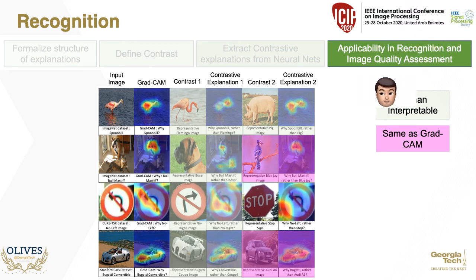Consider the question in the second row. Why bulldog rather than a blue jay? To show that the image is a bulldog, Grad-CAM highlights the face of the dog. To show that the image is a bulldog rather than a bird, contrast also highlights the face of the dog.